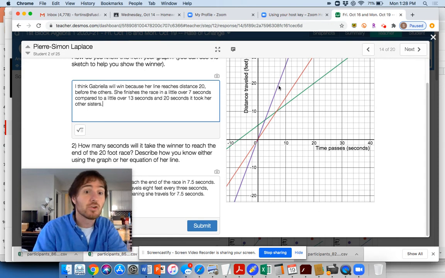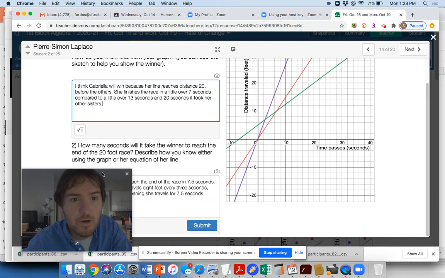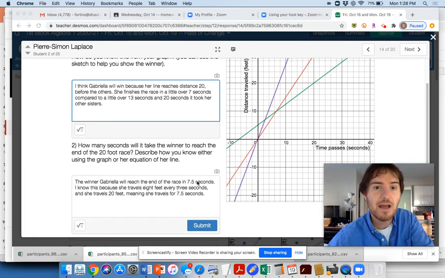We use the coordinates to justify. When x equals 20, what are their y's equal? Sorry, not when x equals 20. When y equals 20, what are their x's equal? Okay, how many seconds will it take the winner to reach the end of the 20-foot race? Cool, I just got that one there. The winner will reach the end of the race in 7.5 seconds.